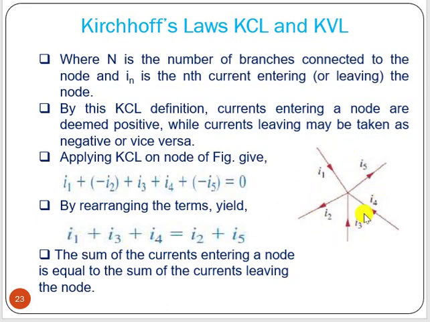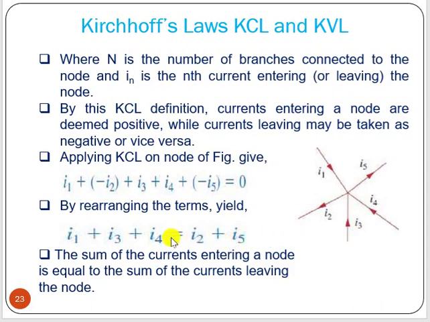summation equal to 0. That means I1 minus I2 plus I3 plus I4 minus I5. If we consider entering as positive, we have to consider leaving as negative, and then the summation becomes 0. Or we can write sum of entering current equal to sum of leaving current. So entering is I1, I3, I4. So I1 plus I3 plus I4, the entering current, equals the leaving current, I2 plus I5.